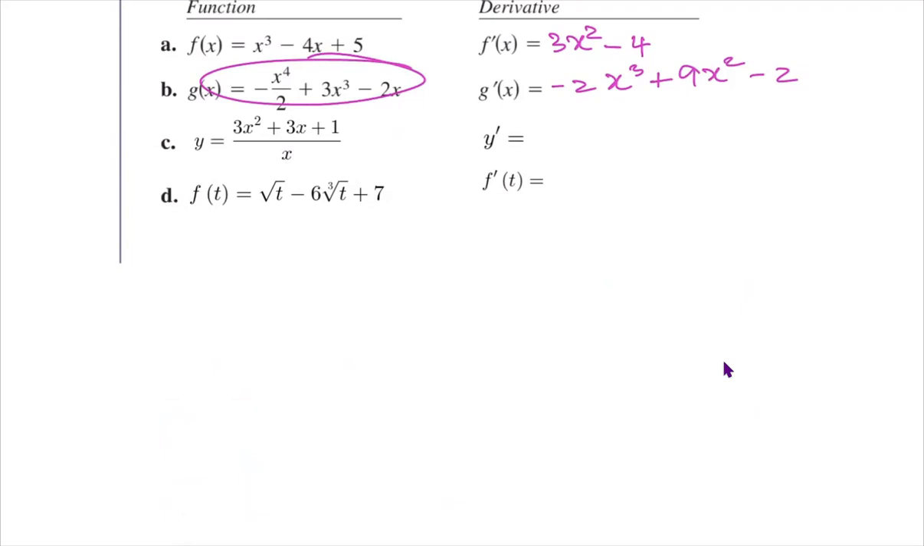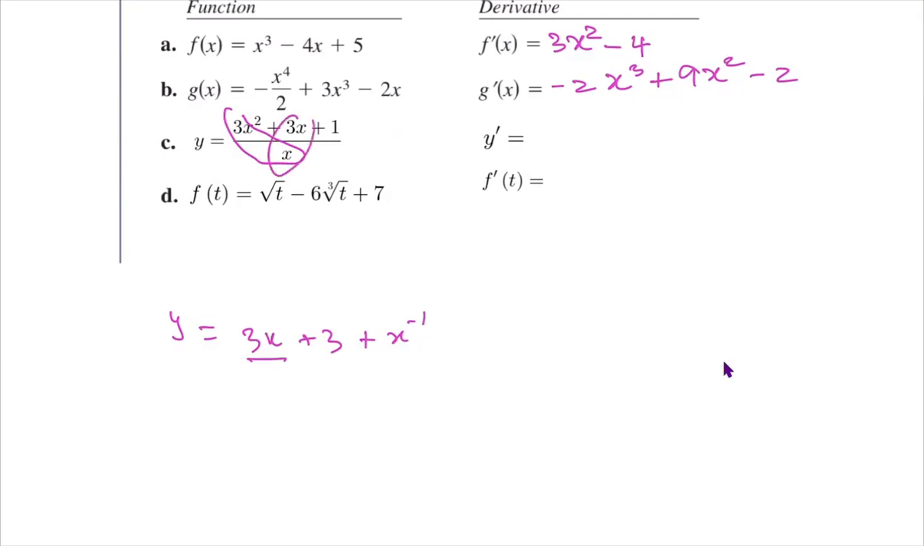And then let's see the next example here. We can divide by x. So this is y equals 3x plus 3 plus x exponent negative 1. Because I divide by x here, that cancels one x. That gives me 3x. Divide here, x gets canceled, and then 1 over x is x exponent negative 1. So that's how I get this.